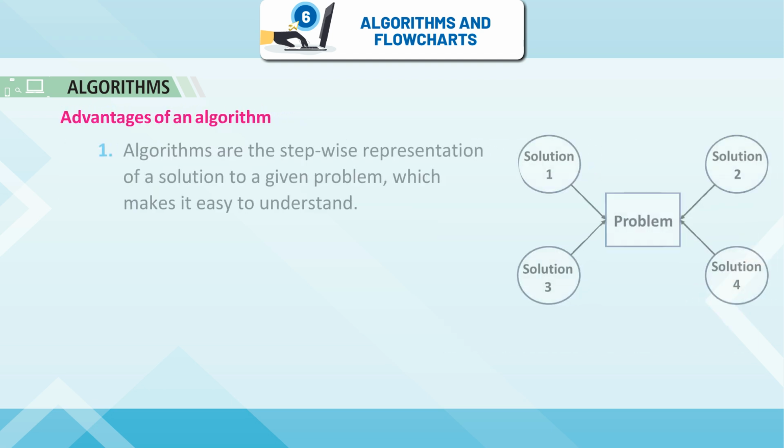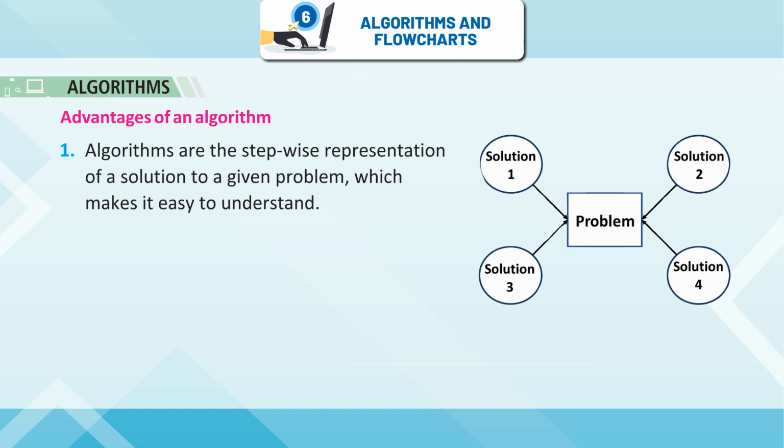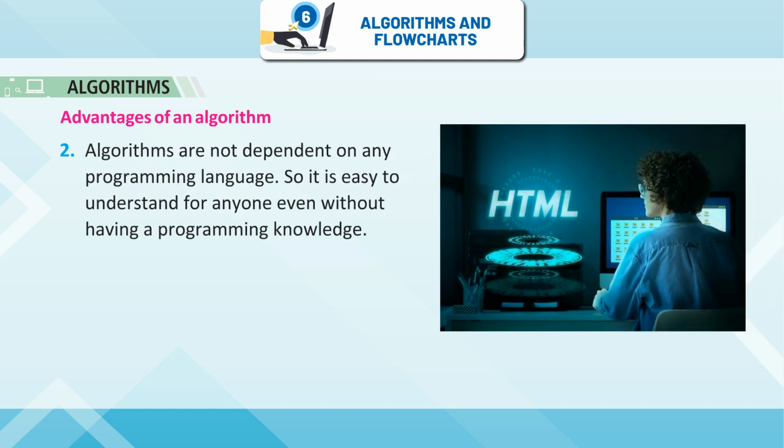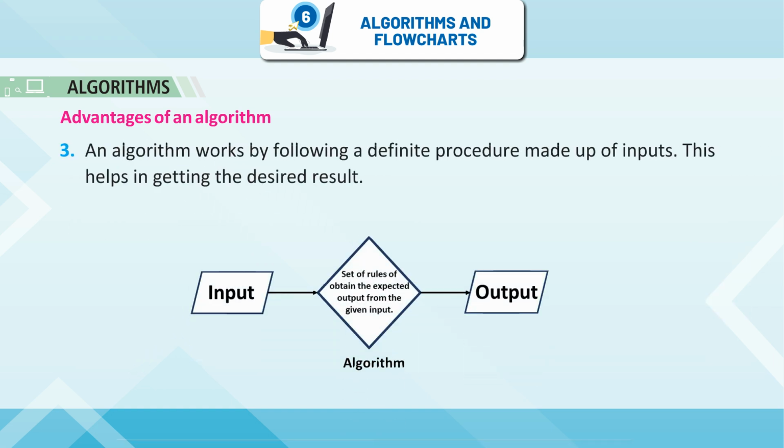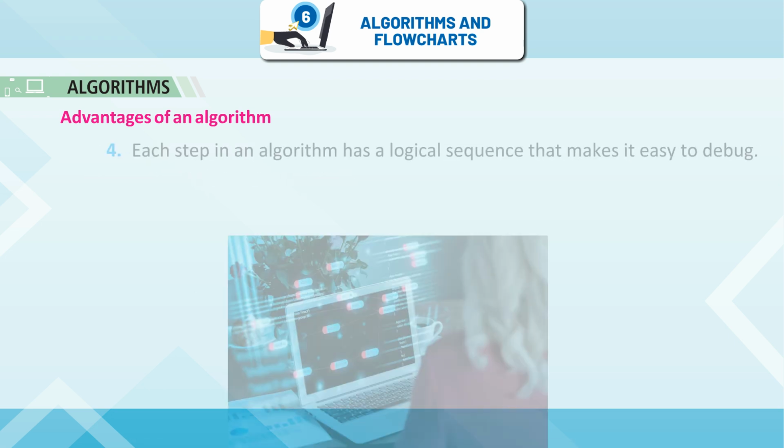Advantages of an algorithm. 1. Algorithms are the stepwise representation of a solution to a given problem, which makes it easy to understand. 2. Algorithms are not dependent on any programming language, so it is easy to understand for anyone, even without having a programming knowledge. 3. An algorithm works by following a definite procedure made up of inputs. This helps in getting the desired result.